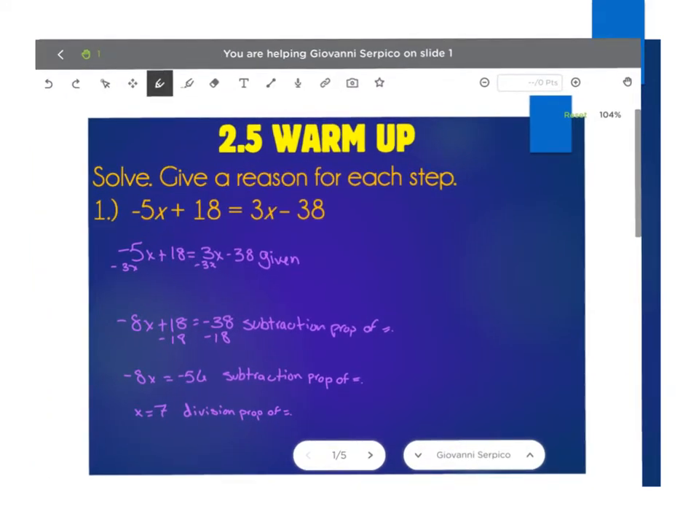Okay, so Giovanni, he's got his first step here. Remember that it's given. A lot of you skipped that first reason. Whatever's given to you, that equation that's given, you have to state that it's given to you, okay? You have to justify where it came from, and that one's given to you.